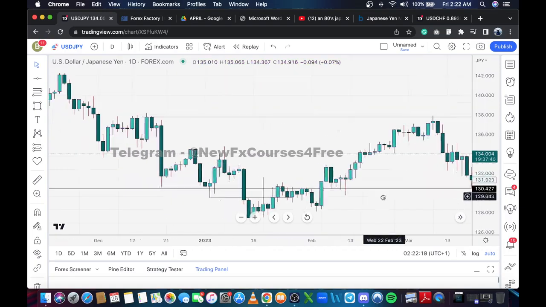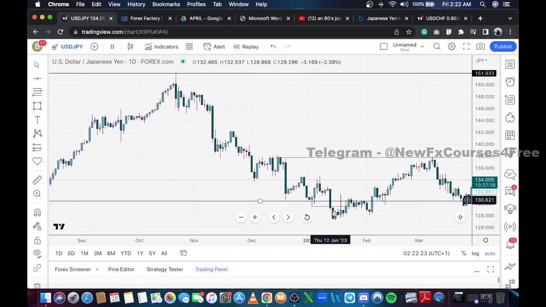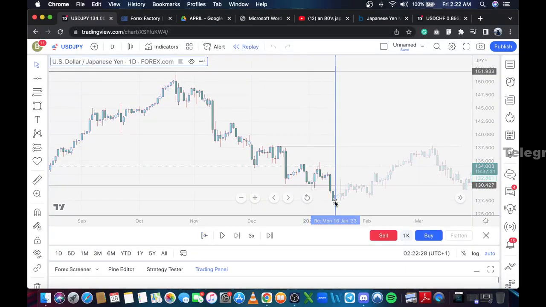Now, what is the lowest low in the last 3 months? That's this low here relative to this price action. So when I'm saying this price action, I mean here.